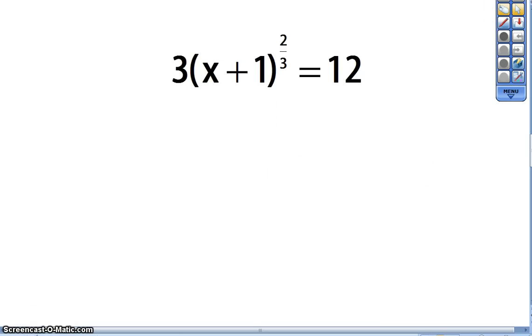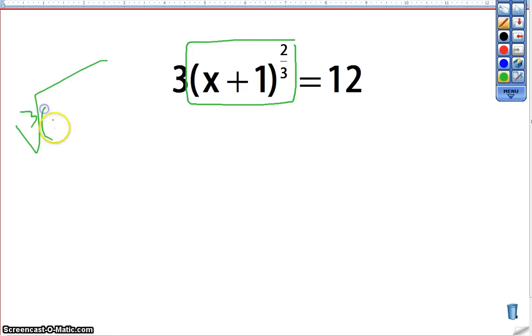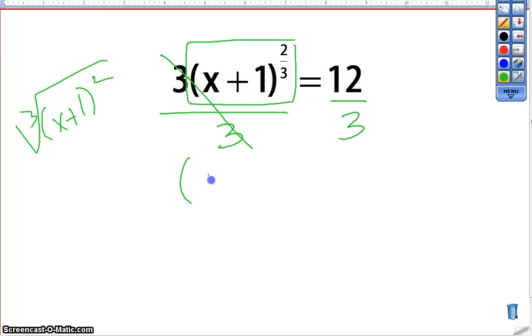All right, so here's my first one. Now, they did not put this inside the house here, but they could have made this thing right here a radical sign, the cube root of x plus 1 squared. So it could have been written like that. Regardless, I have to get rid of this 3 first. And to get rid of this 3, since it's attached by multiplication, I'm going to divide both sides by 3. So I get x plus 1 to the 2/3 equals 4.